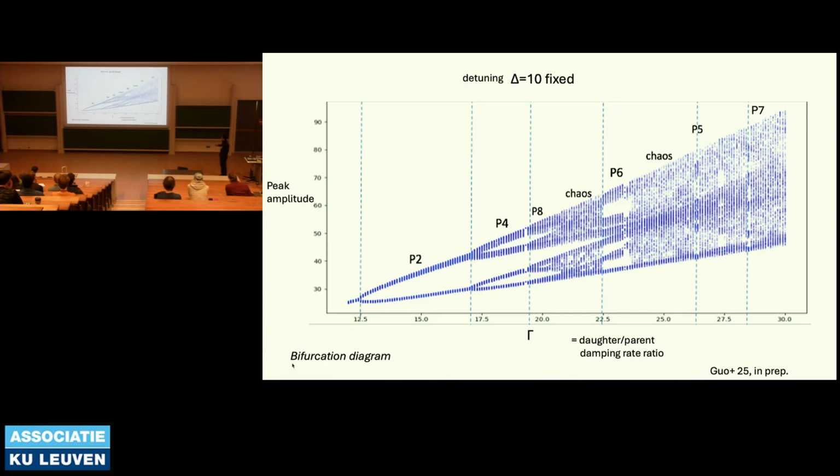So you may have seen this kind of bifurcation diagram before. This is the peak amplitude of the mode, and this is a parameter, the damping rate ratio, which I mentioned before. By slowly changing your damping rate, essentially daughter divided by parent, the system can have different behavior. You can have period doubling, period 2, period 4, period 8, all the way to chaos. And inside the chaotic region, you may have periodic regions.